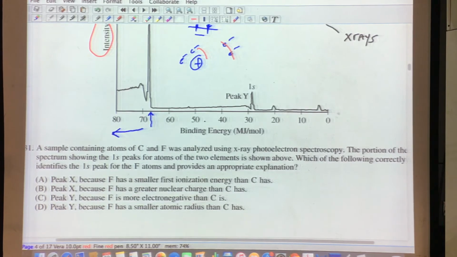So a sample of carbon and fluorine was analyzed using X-ray photoelectron spectroscopy. The portion of the spectrum shows the 1s peaks for both. Which of the following correctly identifies the 1s peak for the F atoms?